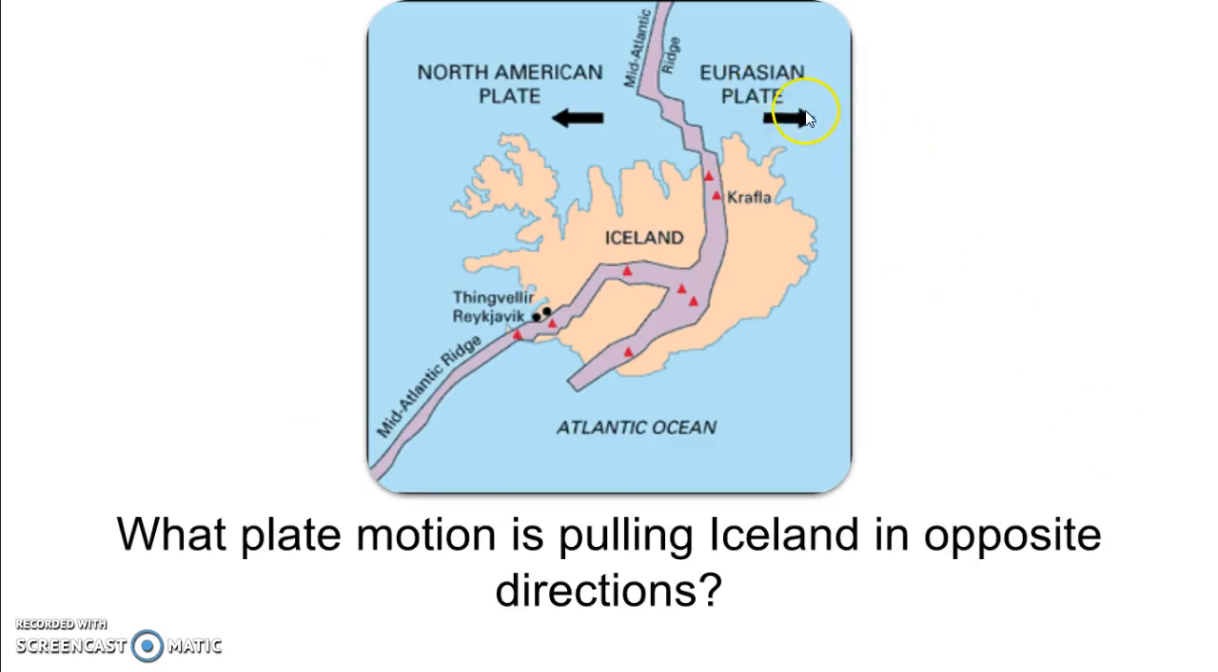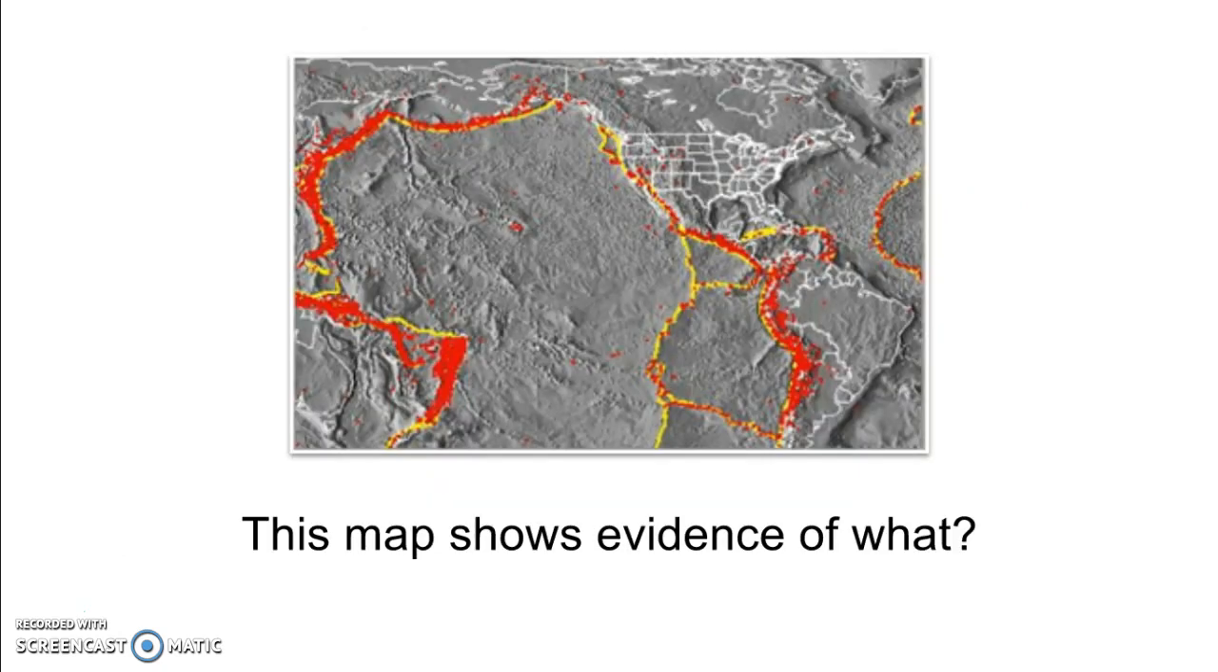What plate motion is pulling Iceland in opposite directions? Use these arrows here as a clue to help you, and you should have this drawing in your plate motions note page. That is a divergent boundary, diverging. Those two plates are diverging.